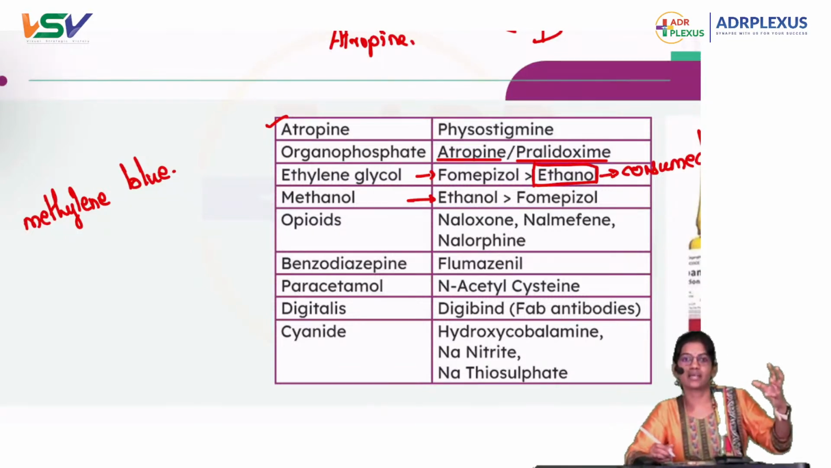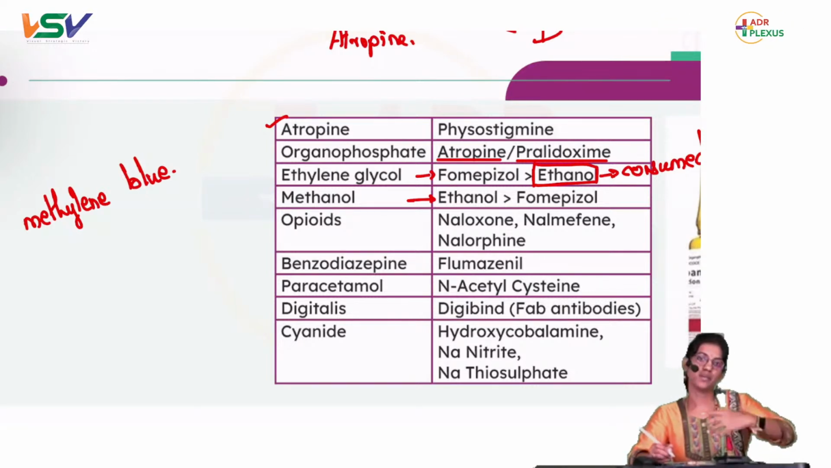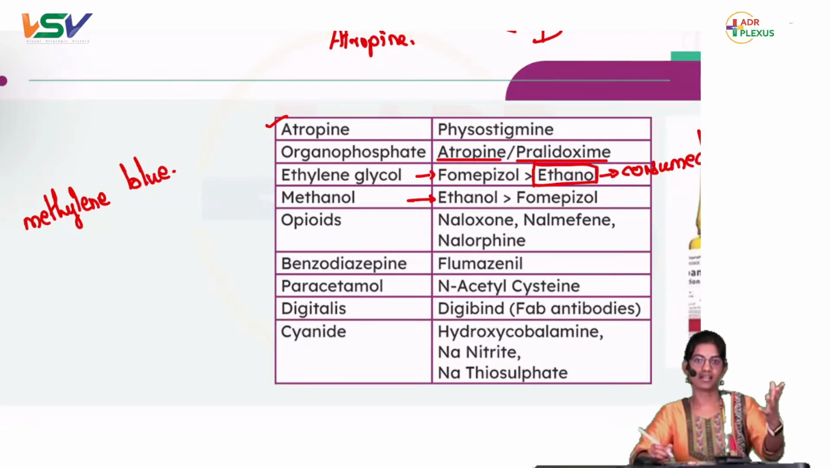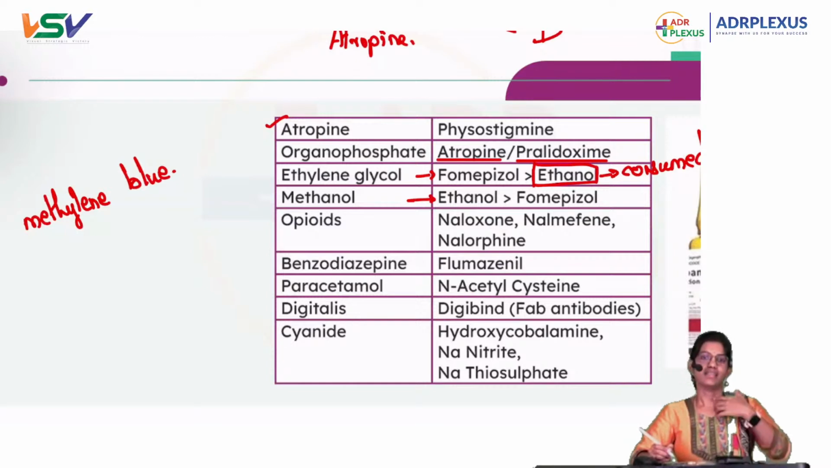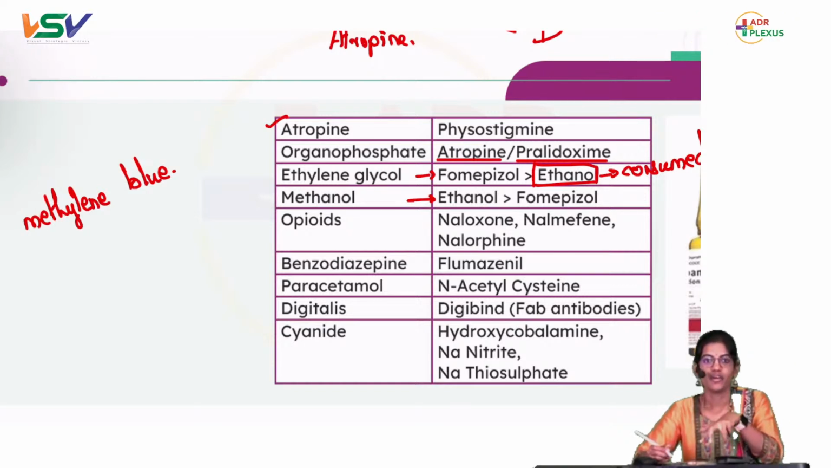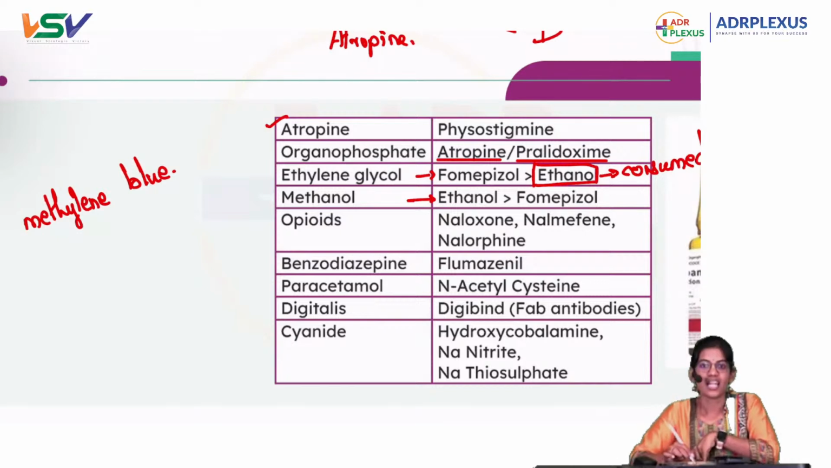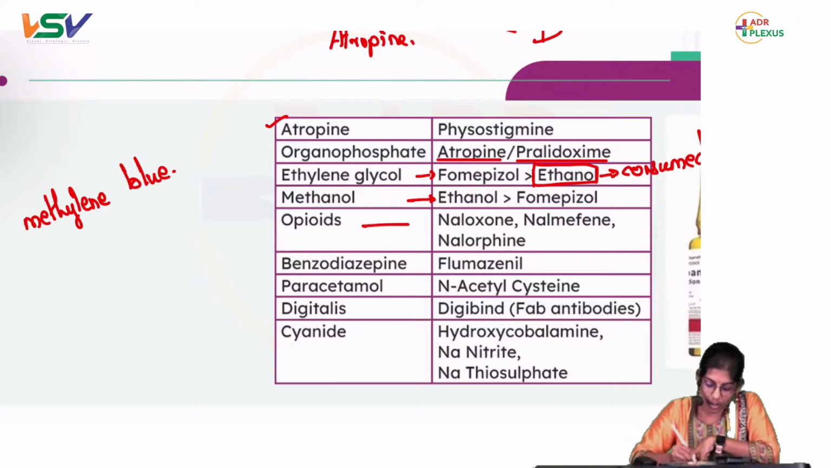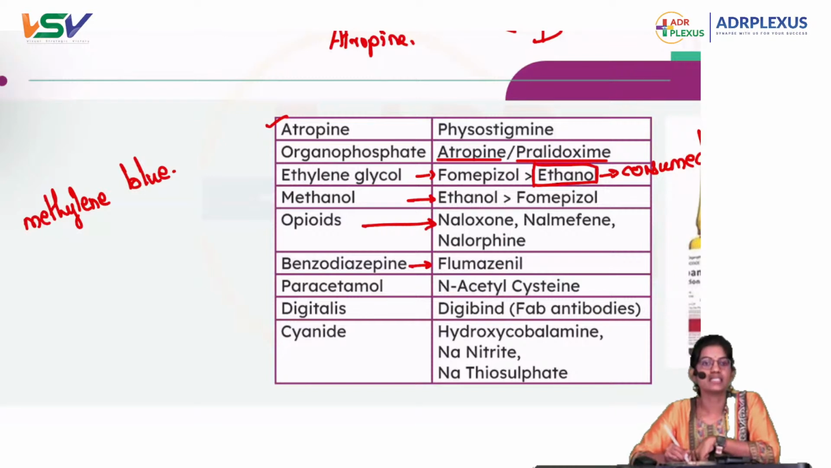So one day you get up and read in the newspaper that this many people died due to illicit alcohol or illegal alcohols, and this many people lost their eyes, right? In the local newspaper, they write it in a very dramatic way. So that's methanol. Opioids: naloxone, nalmefene, and nalorphine. Benzodiazepine: flumazenil.